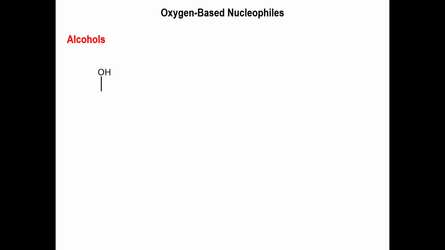We could have something as simple as methanol. We could have something a little bit bigger, like ethanol, still simple. Isopropanol, tert-butanol. So in reality, it doesn't really matter if the alcohol is primary, secondary, tertiary. They all can do the nucleophilic addition because these things are not the substrate, but rather the nucleophiles.